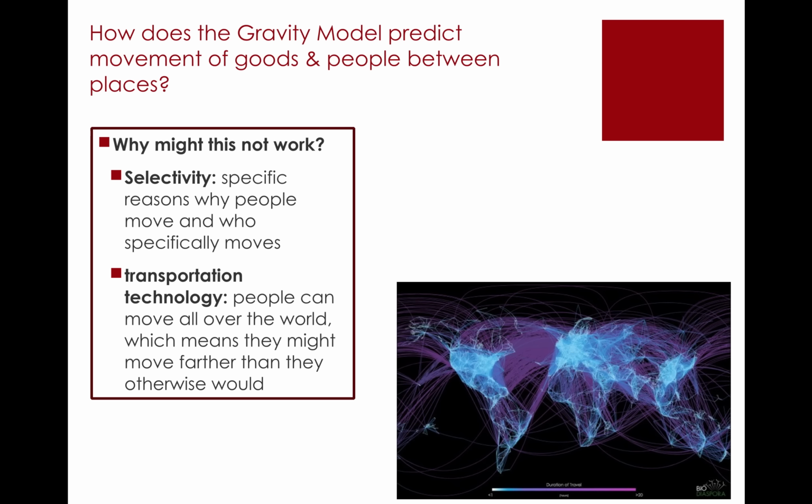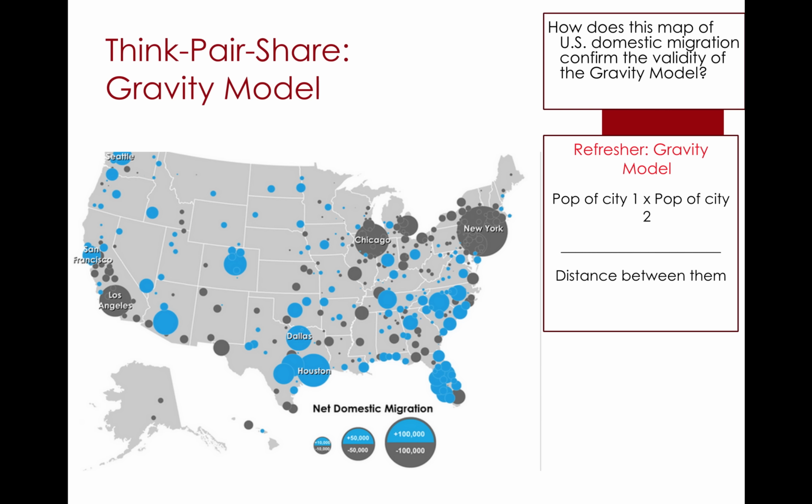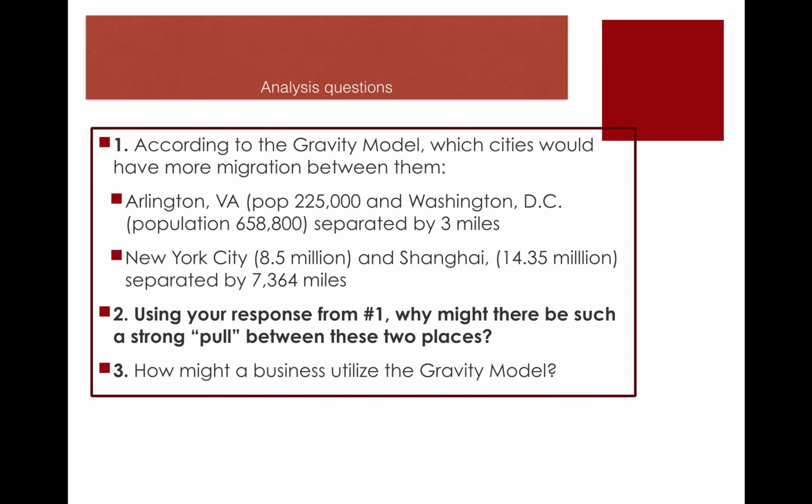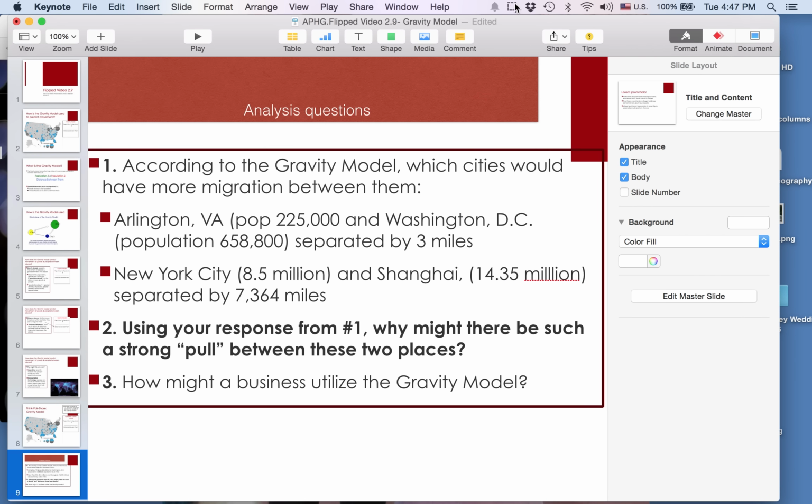All right, that's it. The gravity model. Did I get everything here? Yeah, I did. Okay. Here are your analysis questions. According to the gravity model, which cities would have more migration between them? You're going to have to do a little bit of math here, my friends. You're welcome to use a calculator because you're working in millions. And based on your response to number 1, why would there be such a strong pull between those places? And lastly, how would a business use the gravity model? How would the gravity model apply to economic relations? That's it.